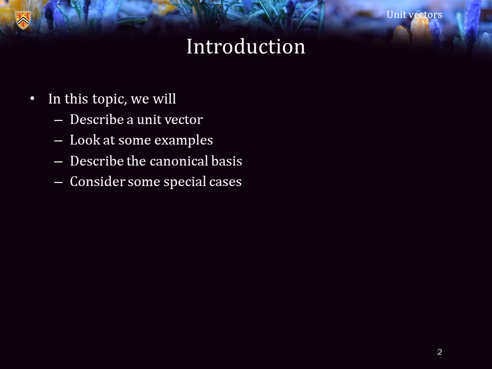In this topic we will describe what a unit vector is, we'll look at some examples, we will describe two vectors that are together named the canonical basis, and we'll look at a few special cases.